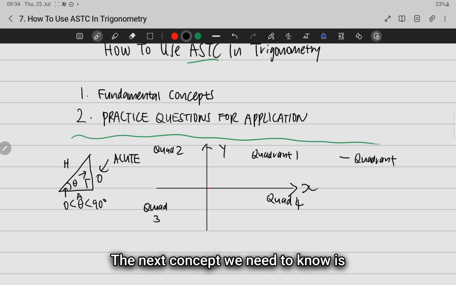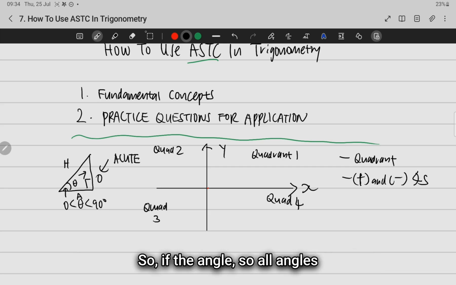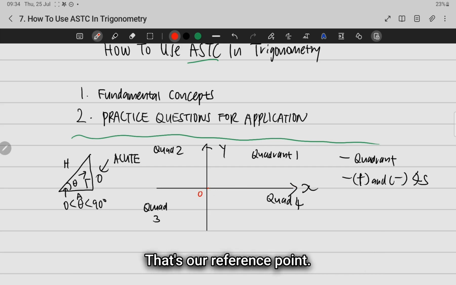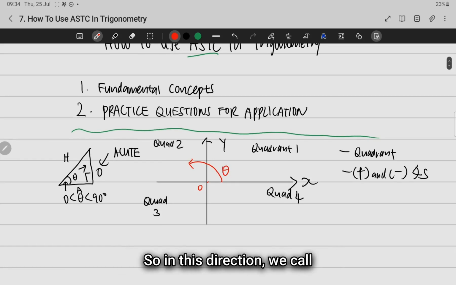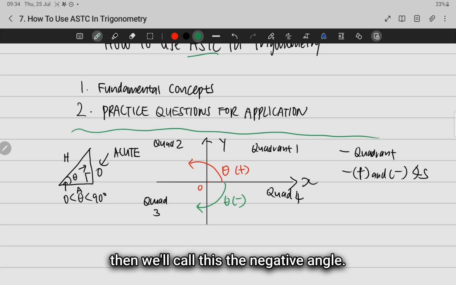The next concept you need to know is something called positive and negative angles. All angles will start on this line over here. This is where all the angles will start. That's our reference point. If the angle theta goes in an anti-clockwise direction, in this direction, we call this the positive angle. But if theta goes in the other direction, the clockwise direction, then we'll call this the negative angle. So these are the differences.